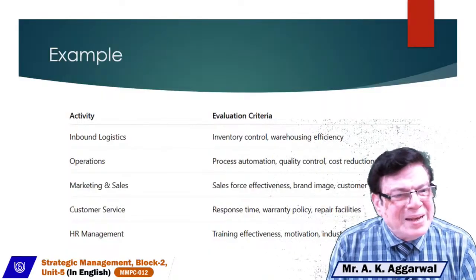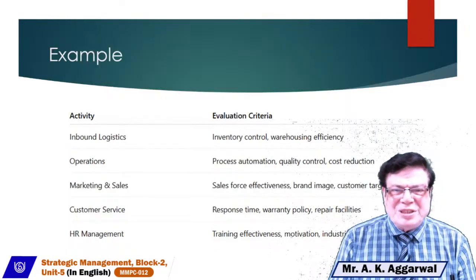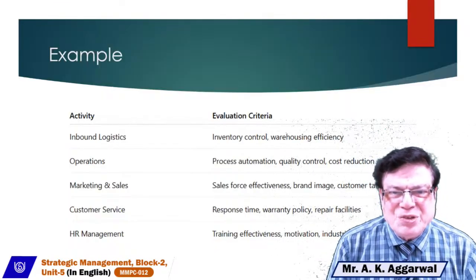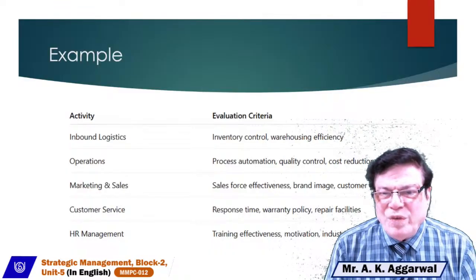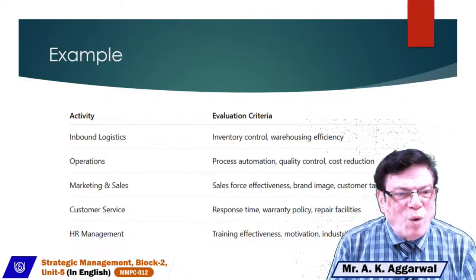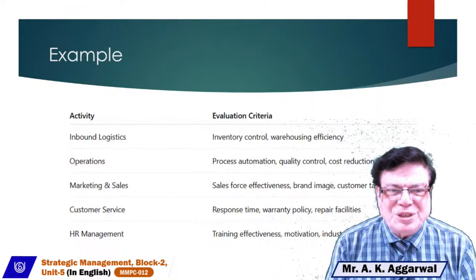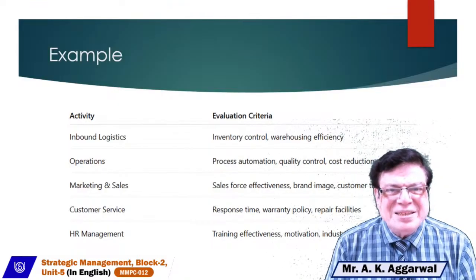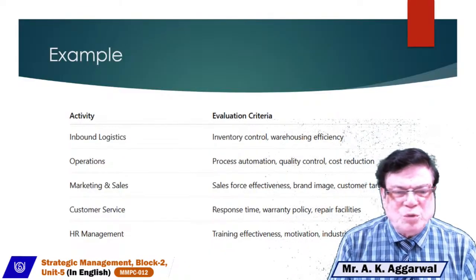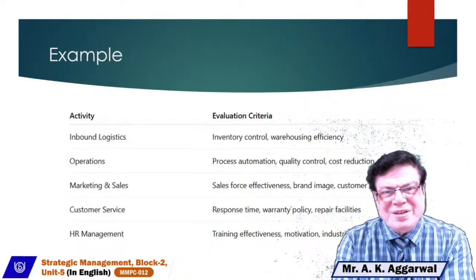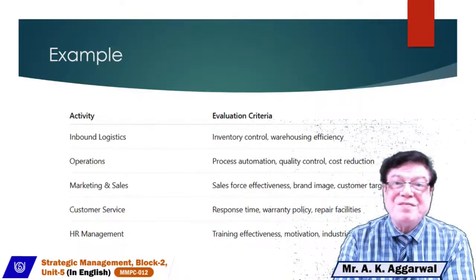Now, examples. In this particular slide we see the examples. Inbound logistics, that is inventory control. Activity: inbound logistics; evaluation criteria: inventory control, warehousing efficiency. Activity: operations; evaluation criteria: process automation, quality control, cost reduction. Then activity: marketing and sales; evaluation criteria: sales force effectiveness, brand image, customer targeting. Then activity: customer service; evaluation criteria: response time, warranty policy, repair facilities.